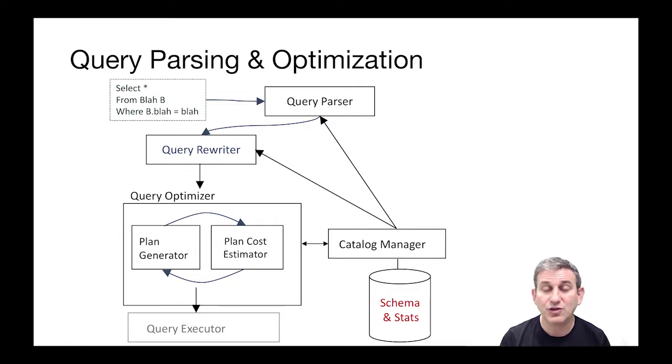Once the query optimizer has chosen an optimal plan, it passes it to the query executor, which then executes the plan in the way we've seen before, using iterators and relational operators.